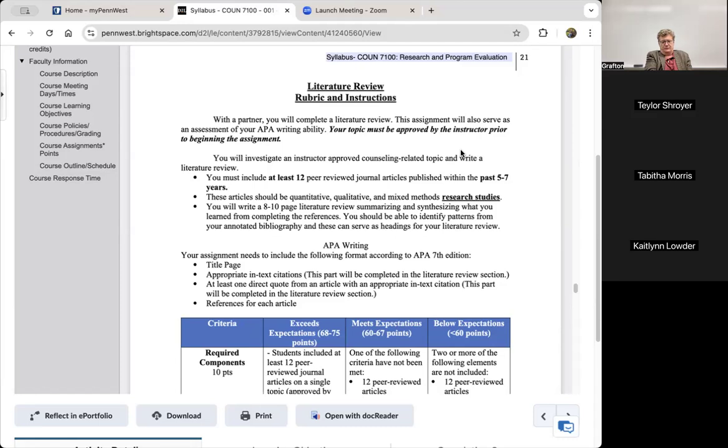So, it's a pretty simple assignment. It's just a reference page with 12 references. But when we talk about it, we're really going to talk about, oh, okay, so this is your topic. This is your population. This is some of the things you found. Let's talk about the future of your lit review using these references.